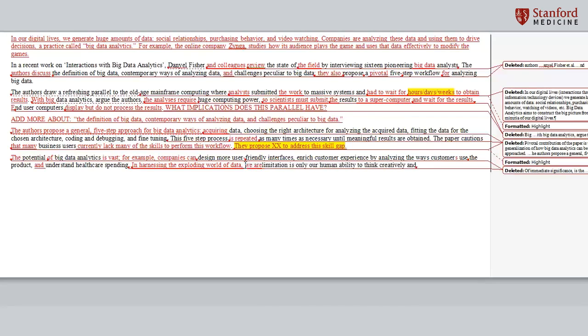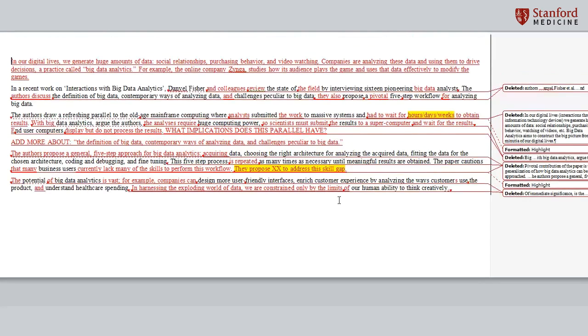Something like we are constrained, because you don't want to use the word limits twice. So we are constrained only by the limits of our human ability to think creatively, something like that. And I think, again, you could even probably do a little better in improving that last sentence, but it had a really nice idea, and it needs to be brought out a little bit more. So we get our final version here. I'll just move that down a little bit.